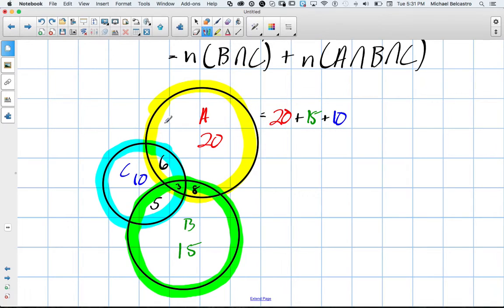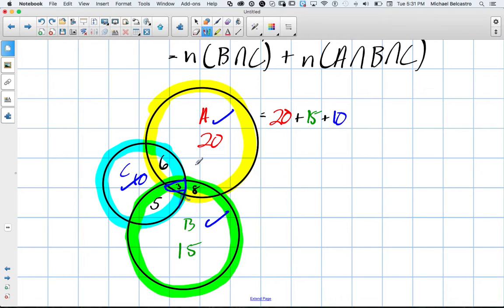So notice that what that means is, because I included all of A and all of C, I've already counted all of this, all of this, all of this. So we counted all those overlaps. And then technically this space here, this 3, was counted in A, in B, and C. This was triple counted.